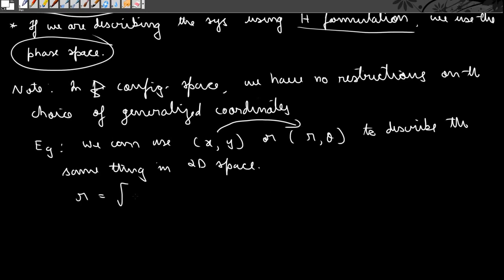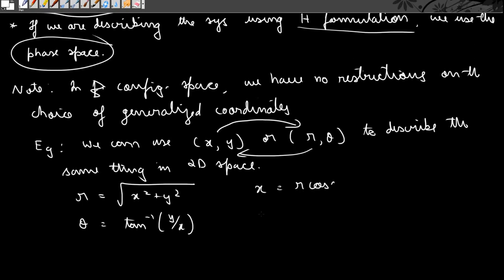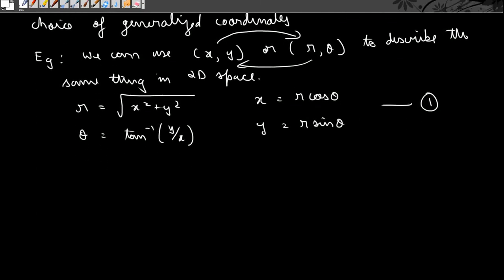Here r is going to be the root of x square plus y square and theta is going to be tan inverse of y by x. And similarly, if you want to go from r, theta to x, y, we have x equal to r cos theta and y equal to r sin theta. So these equations determine how we transform our set of coordinates from x, y to r, theta or the other way around. But why do we need to do this first of all?